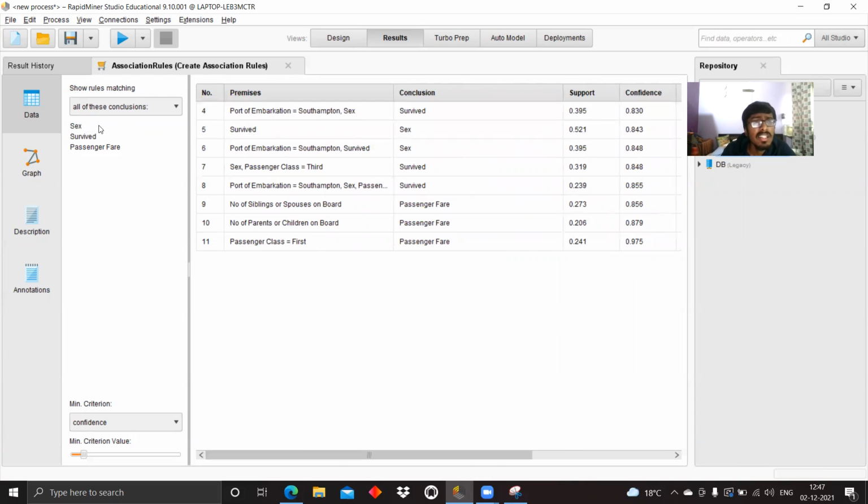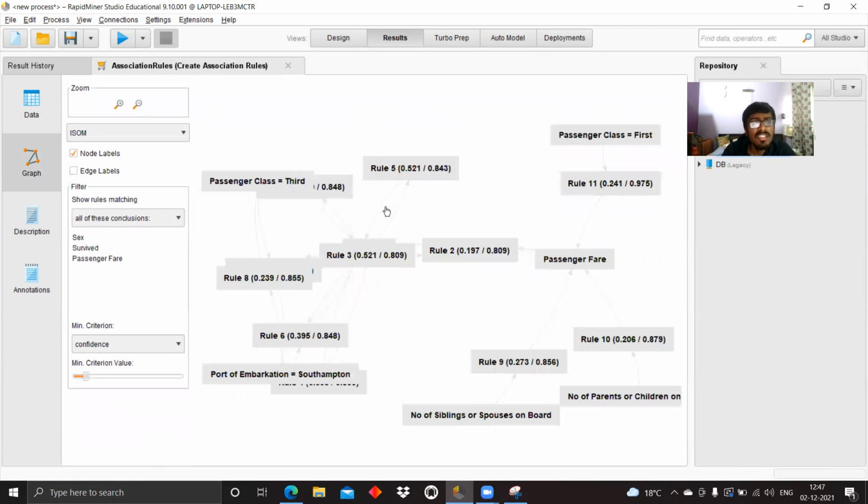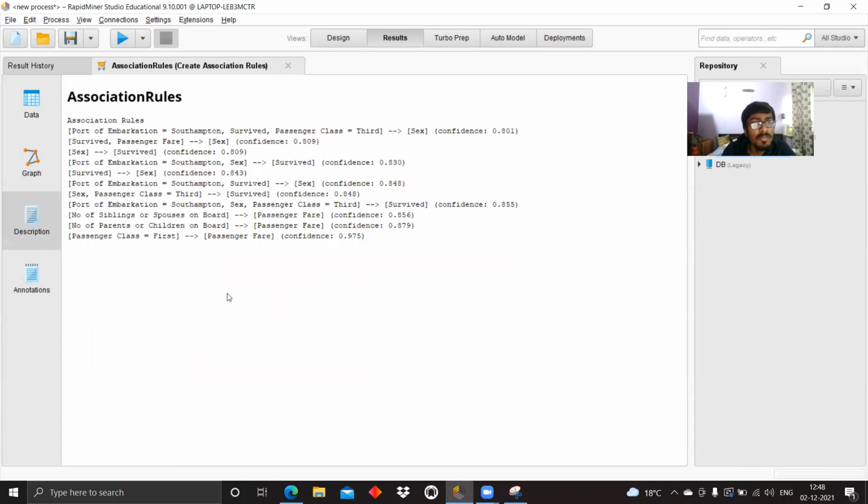So lift and conviction are really important for this association. As you can see, the conclusions that we get are the sex of the person, survived, and passenger fare. These are the premises, and the support values and confidence values are given. We can select each of them if we want to look at the values separately. If you want to look at the separate values for conviction or PS values, it shows you the top 3 or top 2 values. Next is the graph. This graph is a little bit haphazard, but this is how association rule mining plots the graph and tells you how each attribute is associated with another.